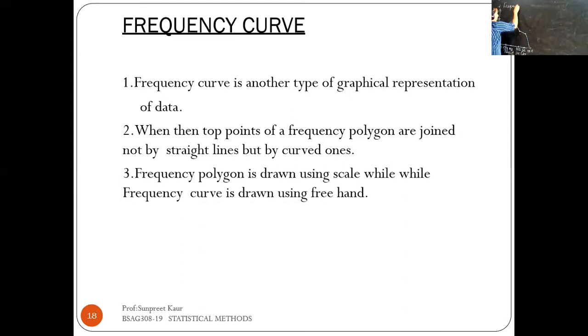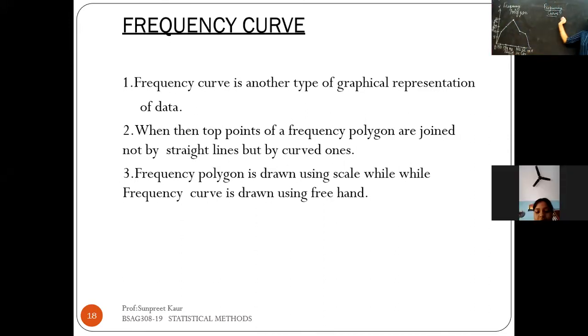The next topic which we are going to start is frequency curve. The next topic is frequency curve, right? So why have I written frequency curve over here? Because I will tell you the difference between polygon and curve on one screen, right? So first of all, starting with its theoretical portion.